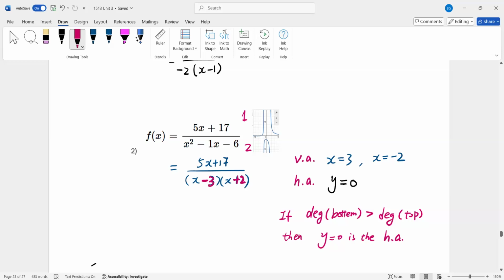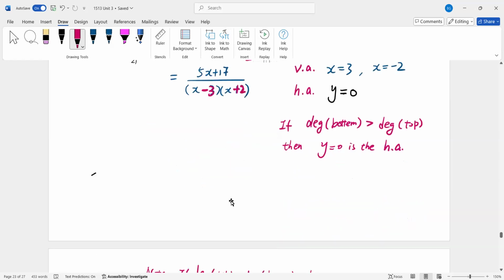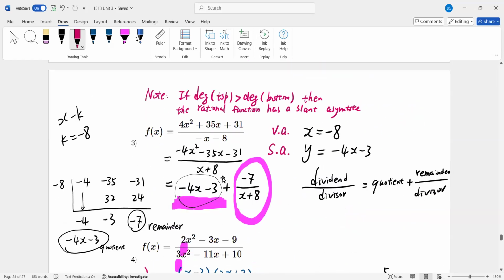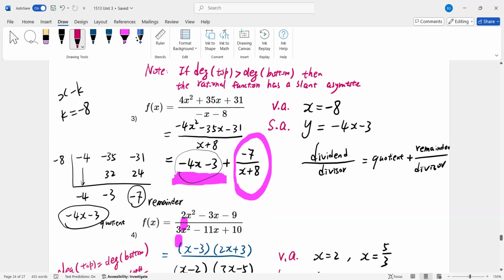If the numerator has bigger degree than the denominator, like this one, then the rational function does not have a horizontal asymptote, it is going to have a slant asymptote. How do we find the slant asymptote? We use either long division or the synthetic method to find the quotient and make y be the quotient. Then that linear function, this is a straight line, is the slant asymptote.